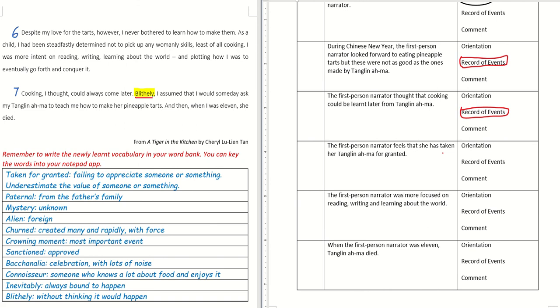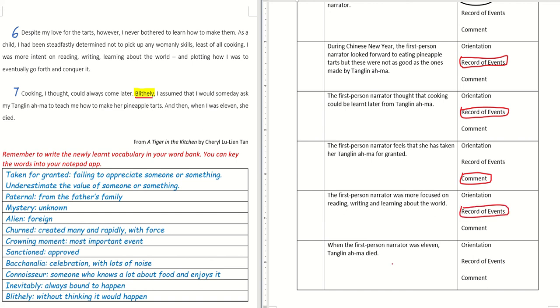Next. The first person narrator feels that she has taken her Tanglin Ama for granted. This is a comment. The first person narrator was more focused on reading, writing, and learning about the world. That was also a comment. Or is it a record of events? More focused on reading, writing, learning about the world. I think that is more of a record of events. That's what she's doing.